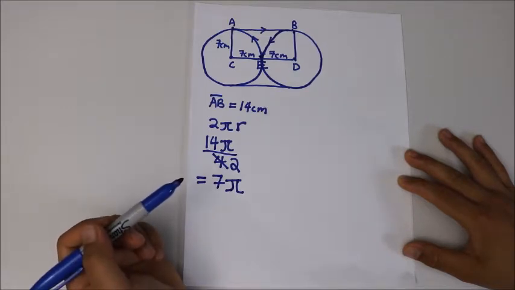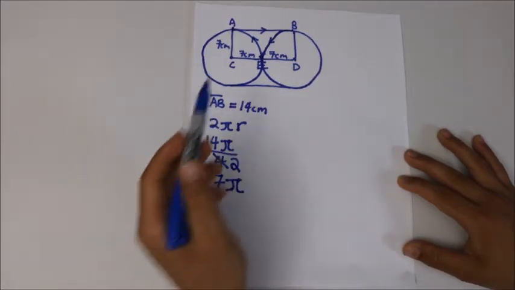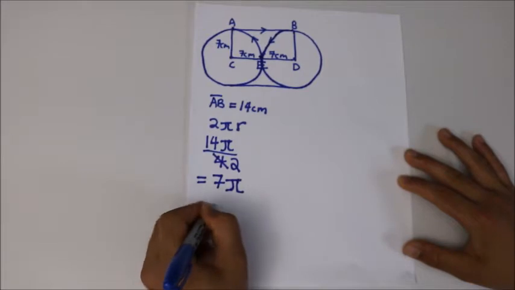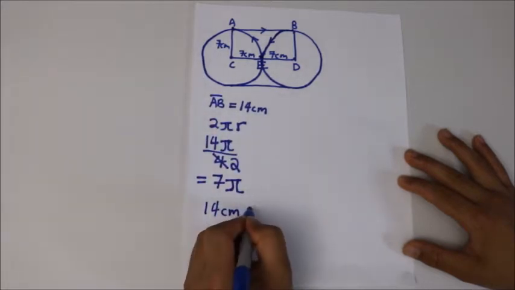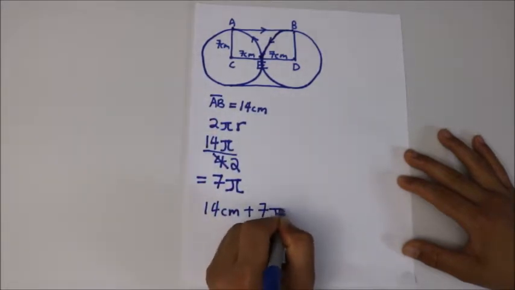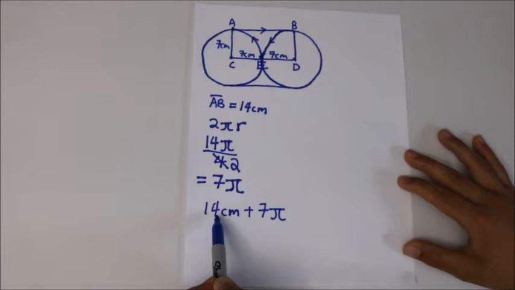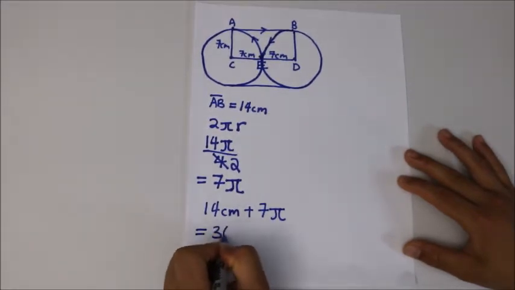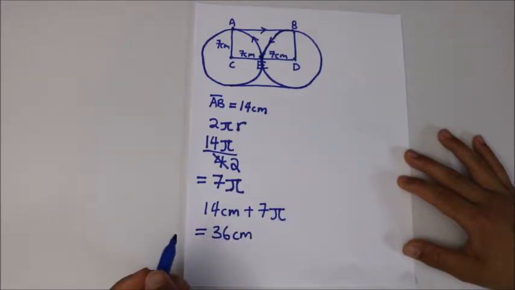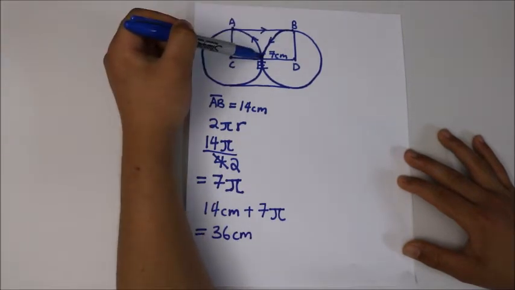Now to calculate the total distance traveled by the ladybug, we must add the two calculations. So A to B is 14 centimeters, and then B to E and E to A we've combined, we have to add 7 pi. So now we just plug 7 times pi into our calculator, and then we add 14 centimeters, and we just round to the nearest centimeter after that. And once we plug it into our calculator, the final answer we should get is 36 centimeters. So therefore, the ladybug has traveled 36 centimeters, going from A to B, B to E, and E to A.